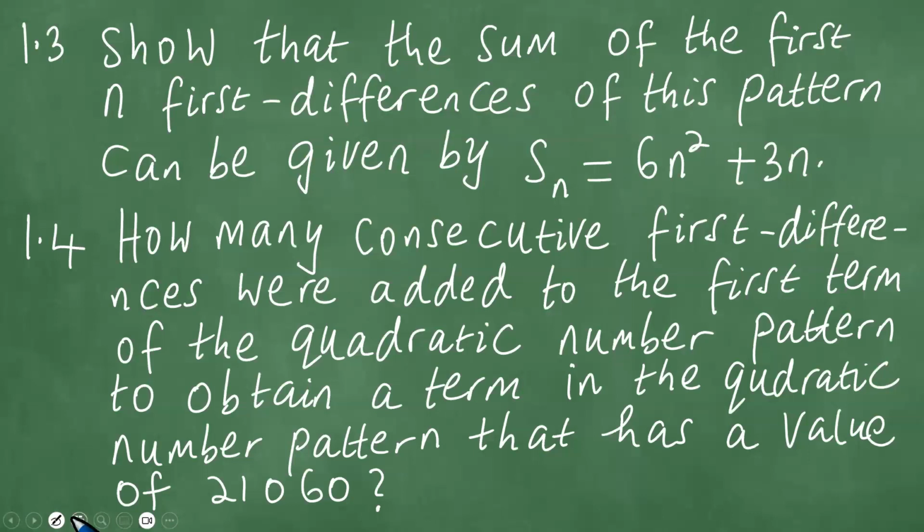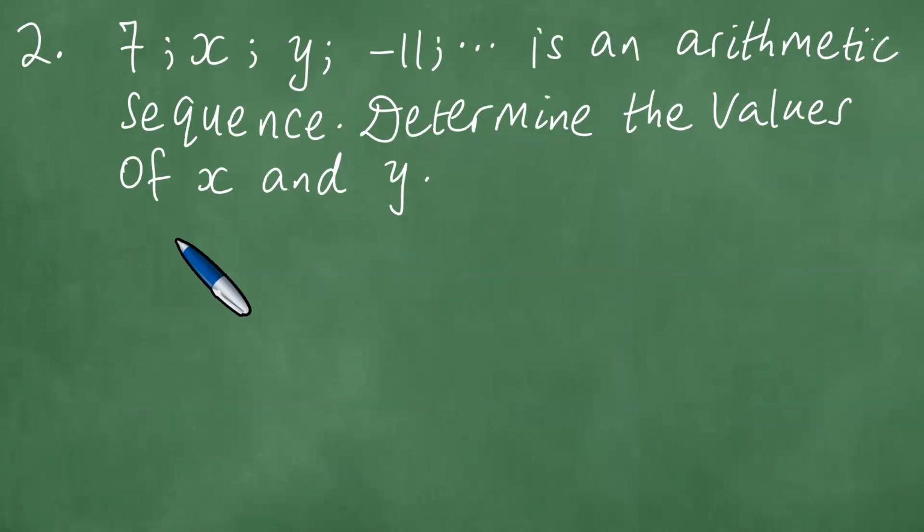Okay, good. Let's look at this one. This one says 7, x, y, and minus 11 is an arithmetic sequence. Determine the values of x and y. What do you think about this question, Ayanda? Just something easy. Your thought? I'm giving you 2 minutes to think about it and give the answer, because they want the values of x and y. I'm giving you like 2 minutes, and then you can suggest to me what x and y are.